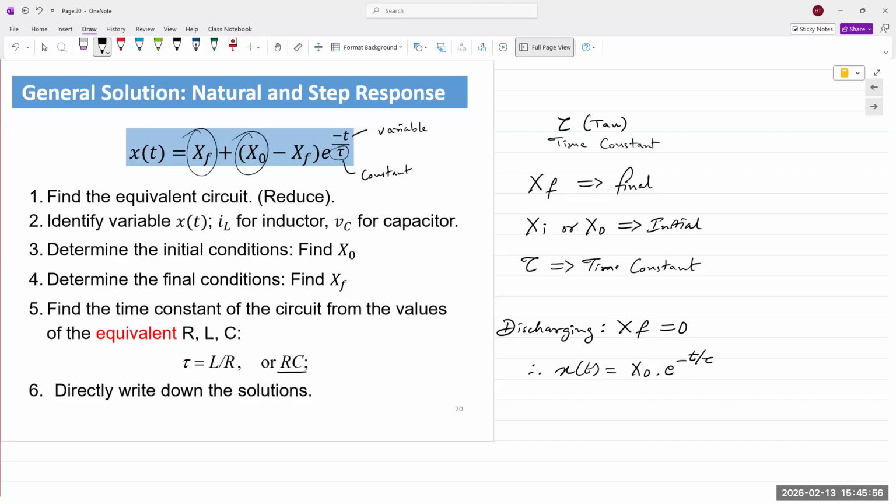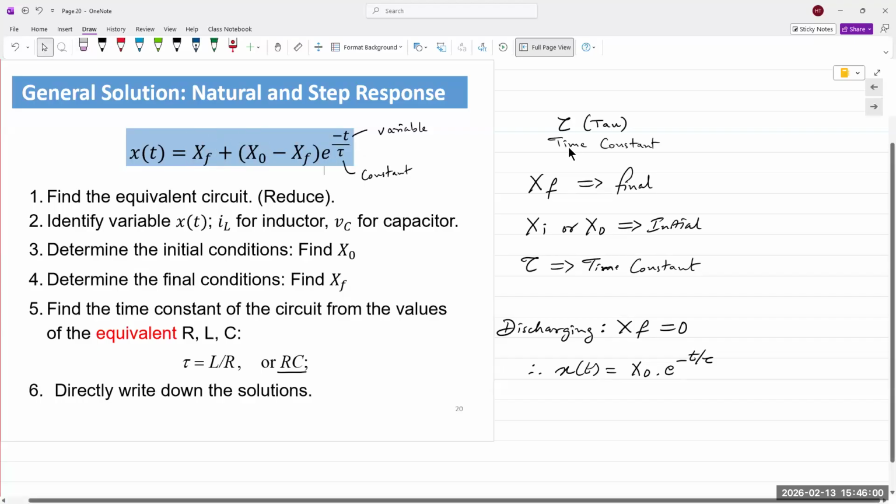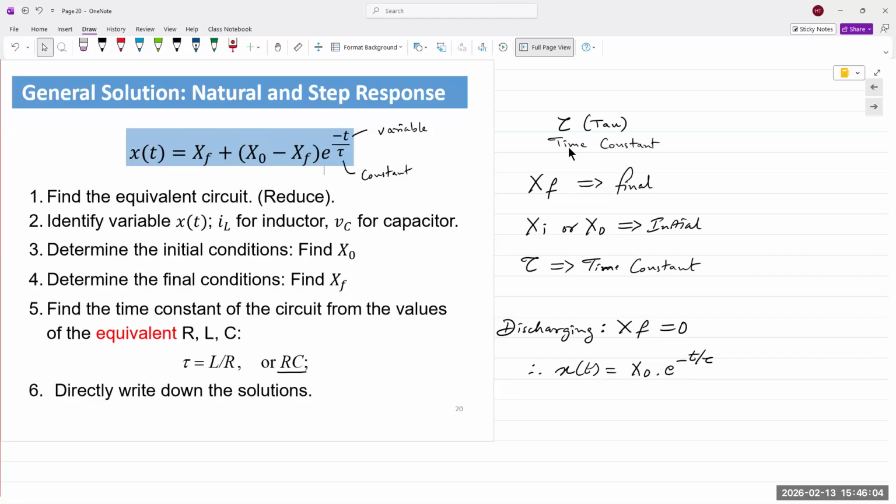That's it. If you figure these three out, then for most circuits you can apply this generic solution. One equation to rule them all. Tau doesn't change. For an RL circuit, tau is always L over R. For an RC circuit, it's always R times C.